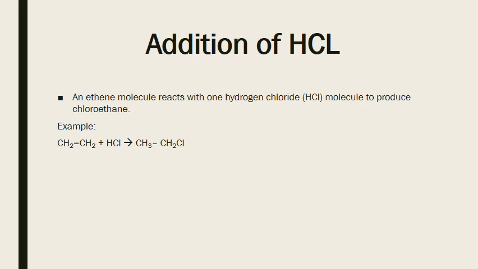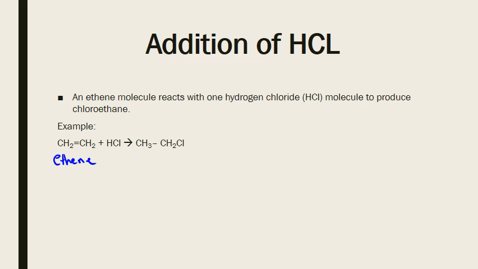So we learnt then about the addition of HCl. An ethene molecule reacts with one hydrogen chloride, which is an HCl molecule, to produce chloroethane. For example, we have CH2, remember this is ethene, plus HCl equals CH3CH2Cl.